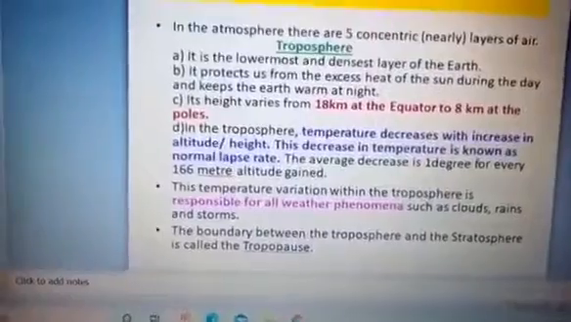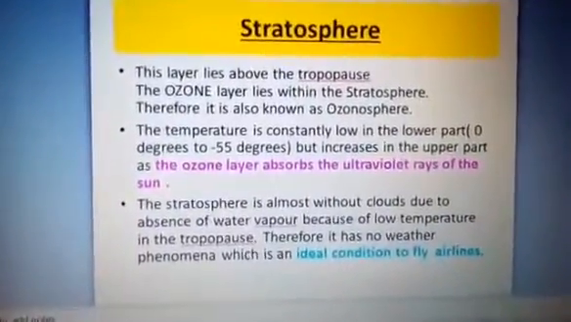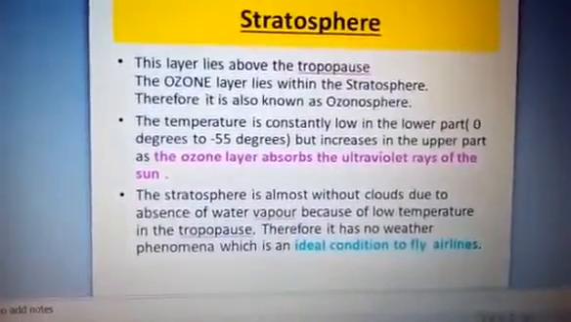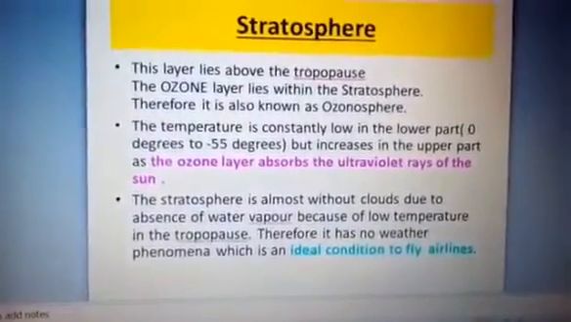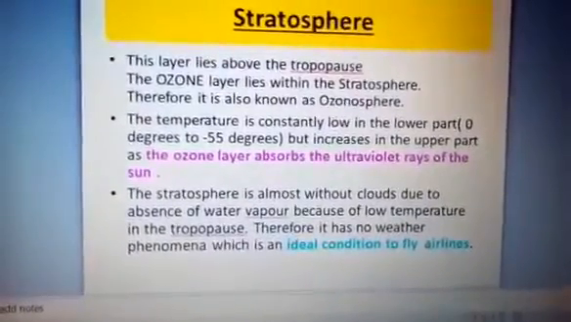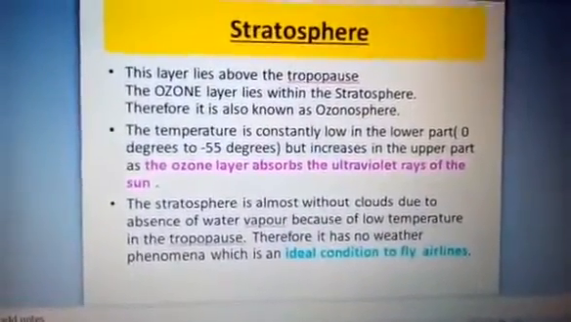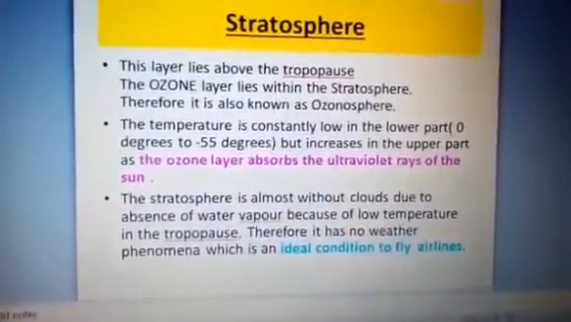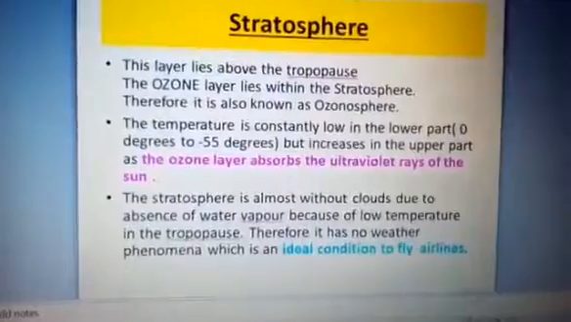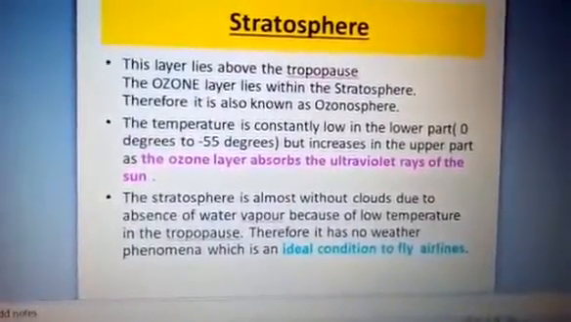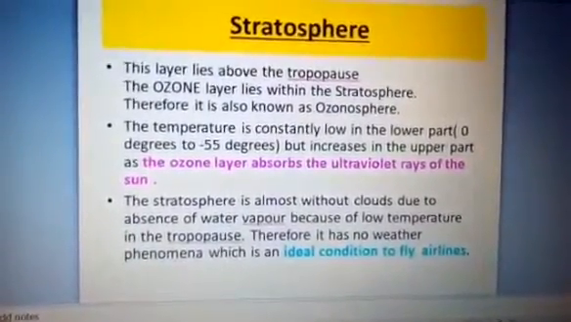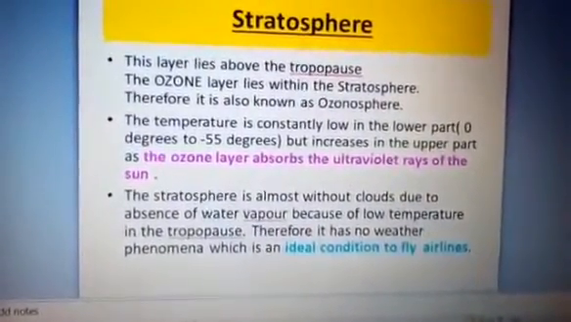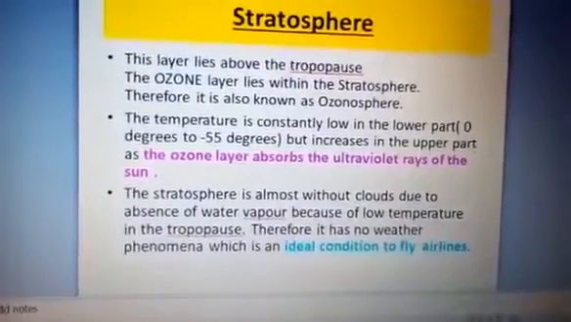The next layer that we are going to discuss is our stratosphere, and this is most important because of the presence of the ozone layer, and therefore this layer is also known as the ozonosphere. Why is the ozone layer important? Because it absorbs the ultraviolet rays of the sun, which can be very harmful to the humans and the animals, and it actually helps us in our easy survival. Otherwise, we would be getting many more diseases like the skin cancer, cataract, etc.